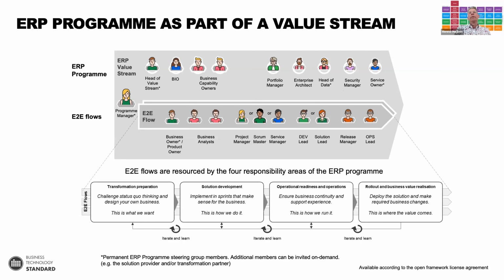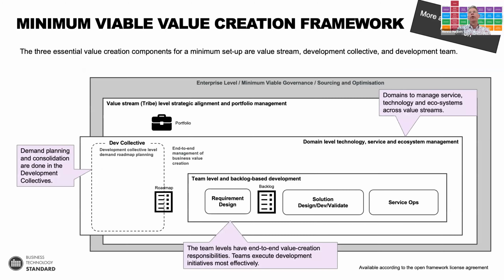I have another point of view, and I also urge you to look back at our business technology strategy extension, because there we introduced the minimal viable value creation framework. I like that a lot because that's a very simple way also to start to scale your organization. And it builds up, because this shows the simple version where you have your value streams. So in this level would sit your whole ERP program.